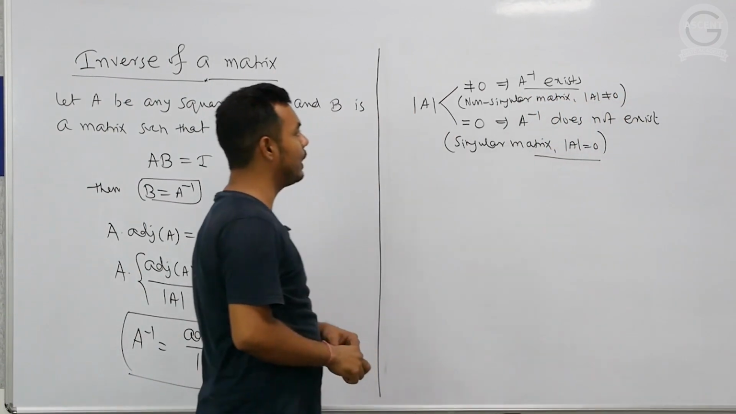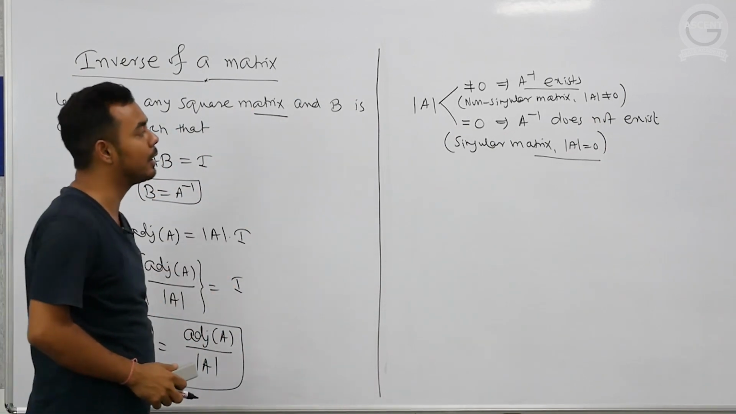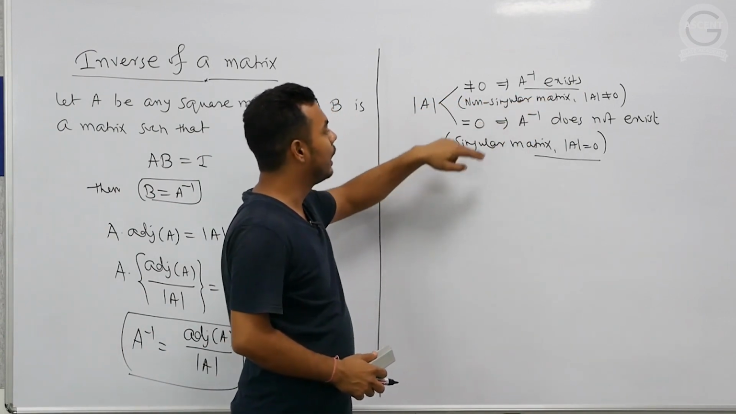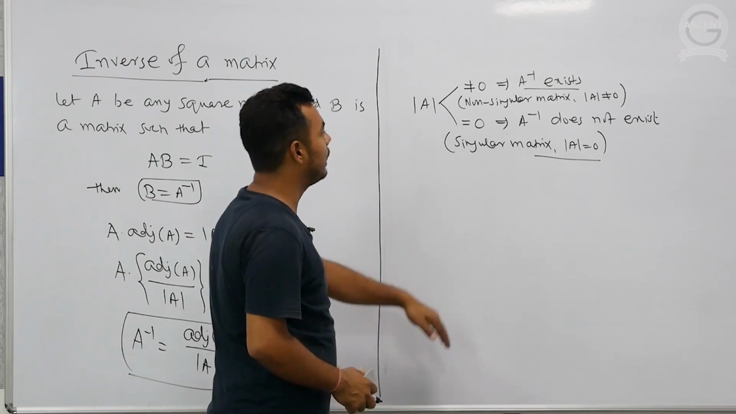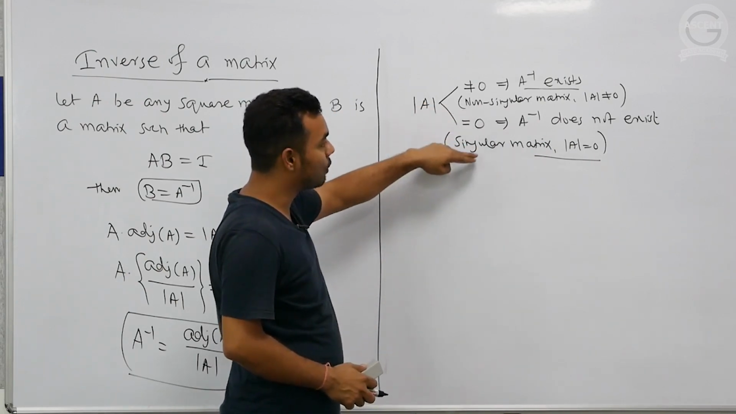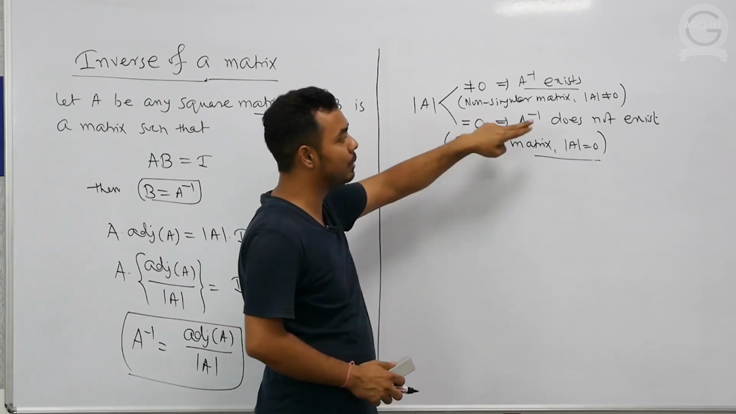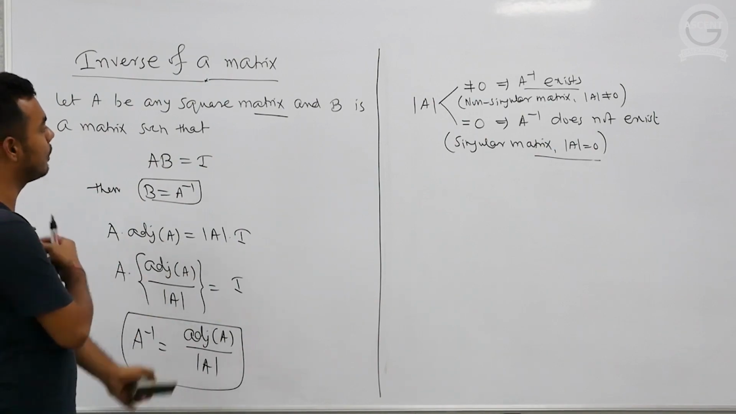So in order to calculate the inverse, you have to find both adjoint and determinant. Now first calculate the determinant. Only if the determinant is non-zero, then A inverse will exist. And if the determinant is zero, then A inverse will not exist. And these types of matrices are given the names singular and non-singular. So singular matrix means the determinant is 0, non-singular means the determinant is non-zero. So inverse is possible only for a non-singular matrix.